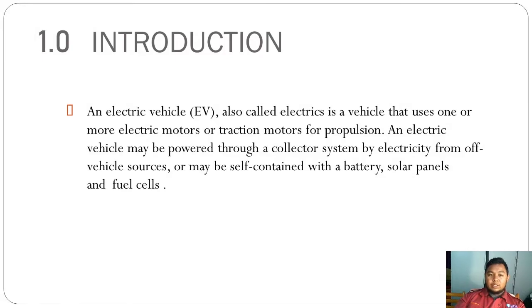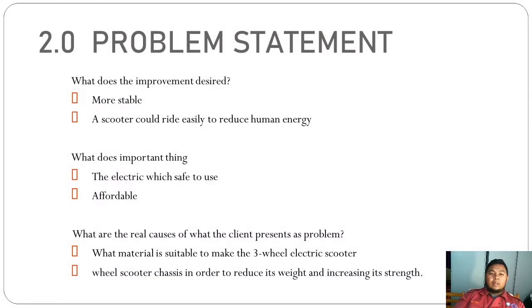Firstly, for the introduction, EV stands for electric vehicle, which uses one or more electric motors as propulsion. The vehicle usually uses electricity from sources such as batteries, solar panels, and fuel cells. For our topic today, our scooter uses a lead acid battery. Then we will go with the problem statement.